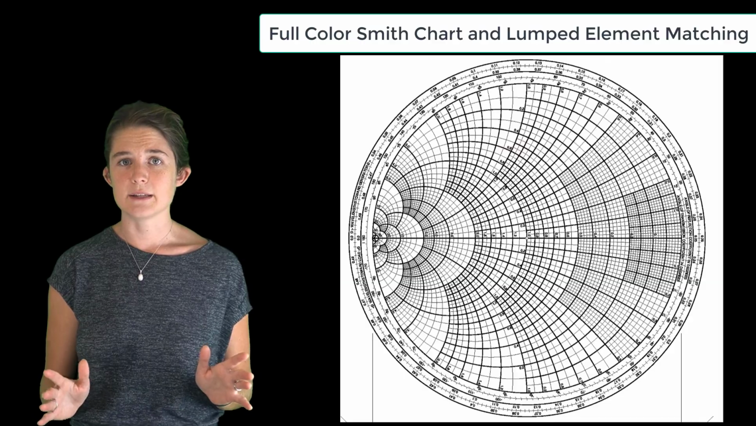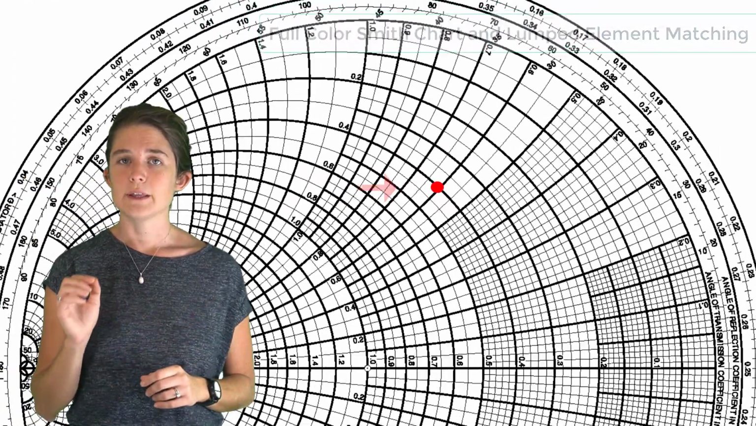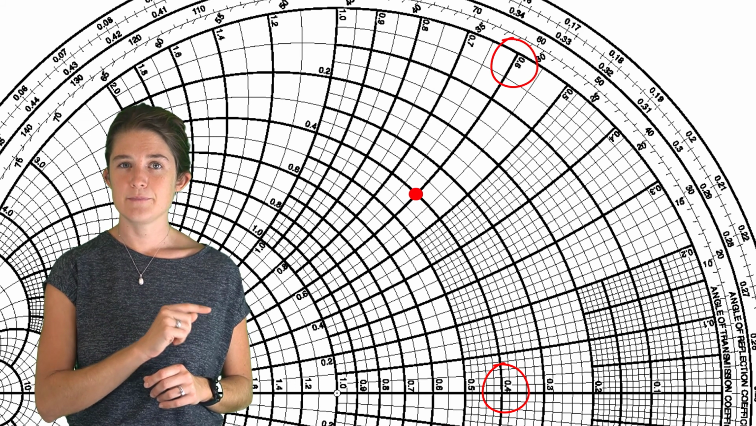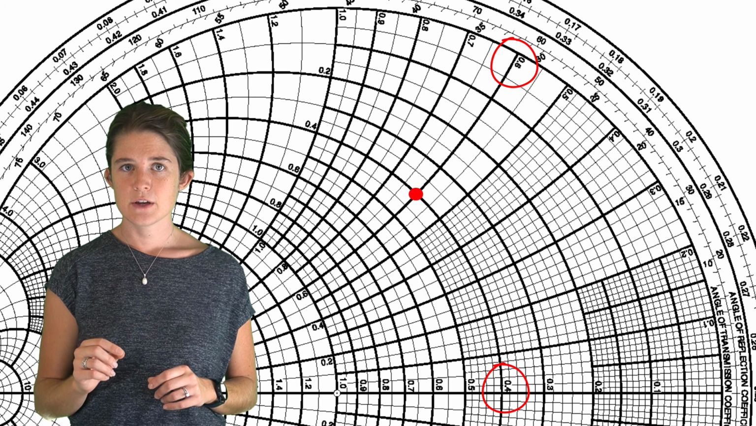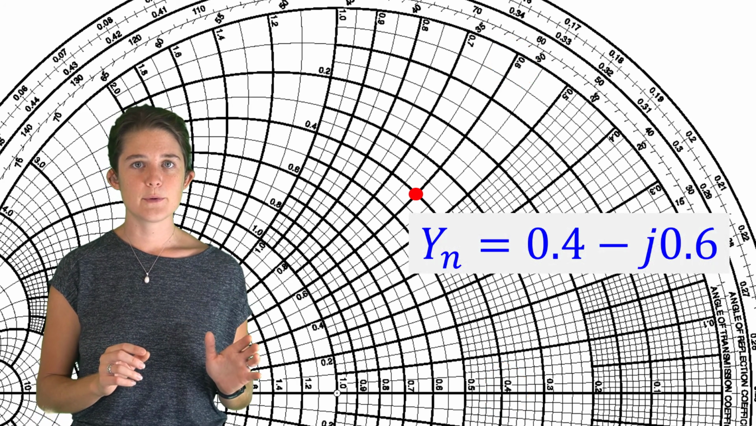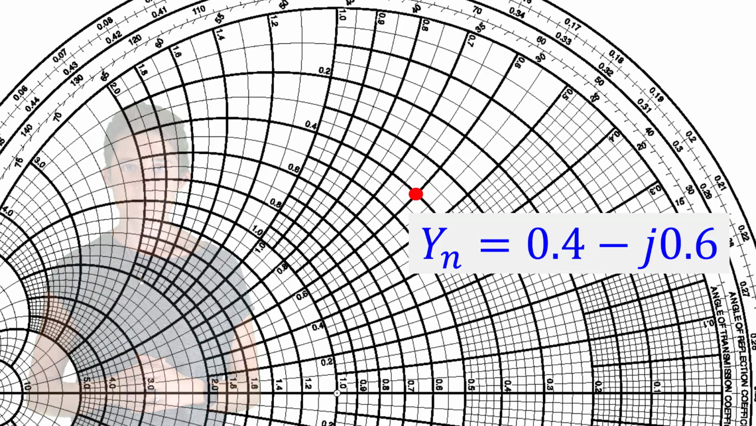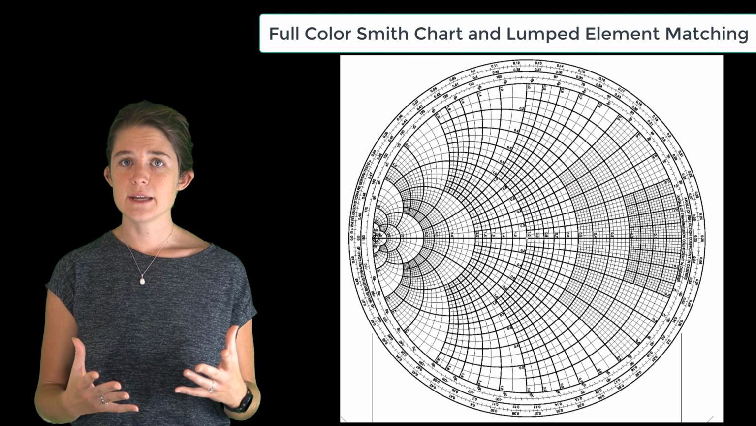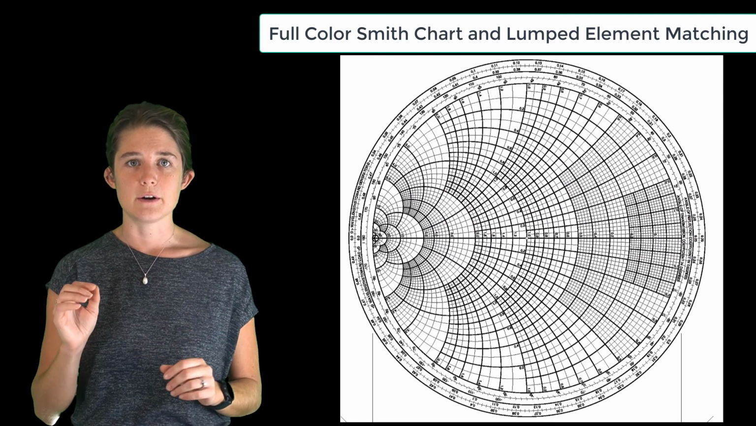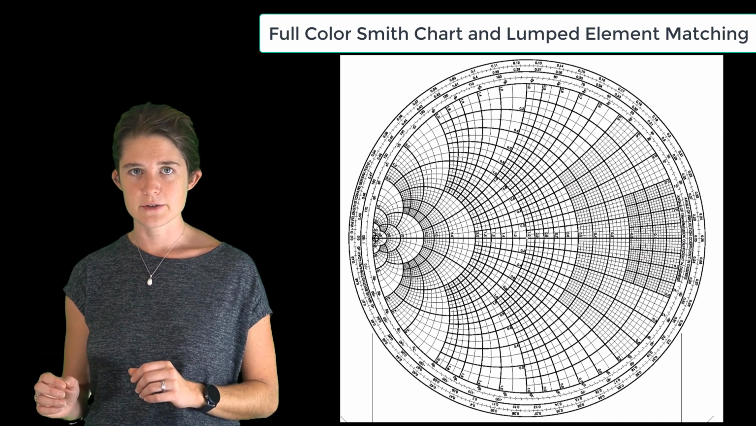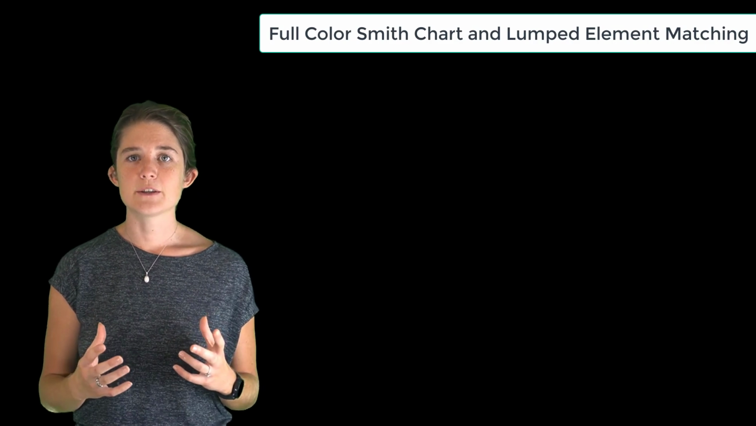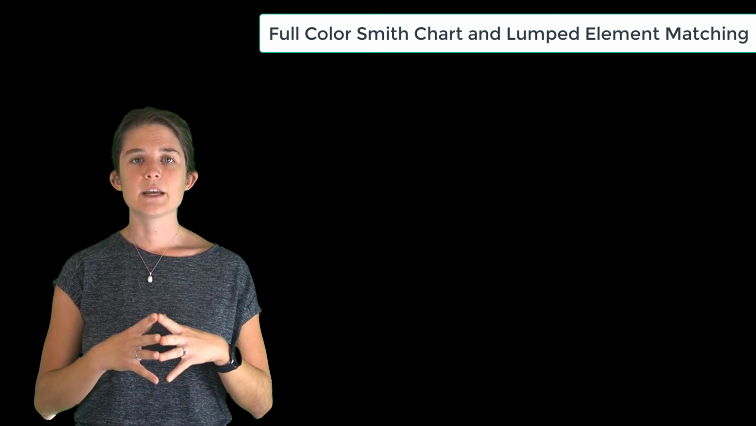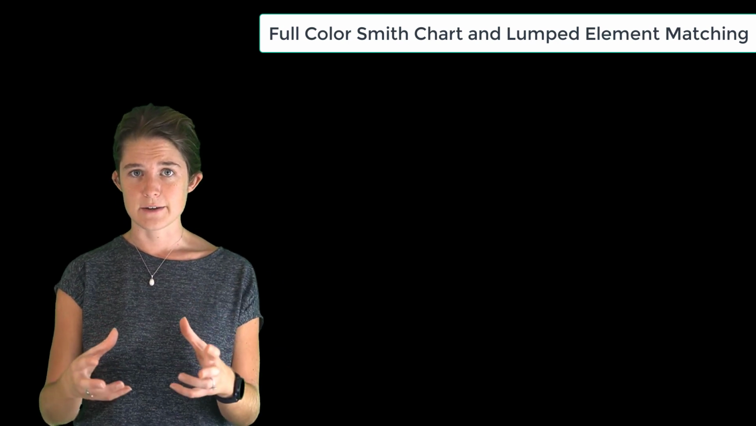So to read the normalized admittance of this point off the chart, you would read the real part here, 0.4, and the imaginary part here, negative 0.6. So the admittance plotted here is 0.4 minus j0.6. This chart can be used just like the impedance chart, except the values you're working with are admittance values, not impedance values. The full color Smith chart allows us to jump back and forth between using admittance values and using impedance values, depending on which is easier for the specific application at hand.